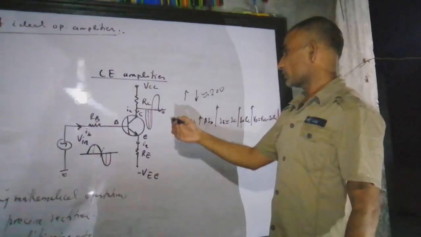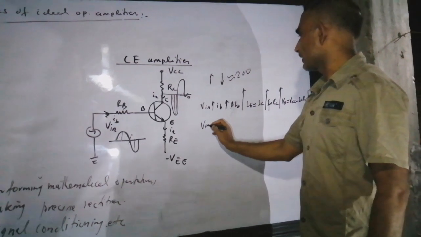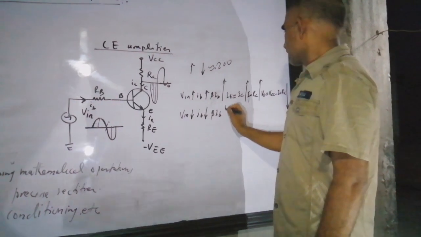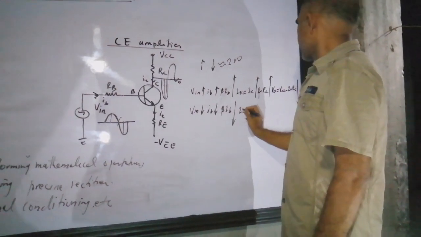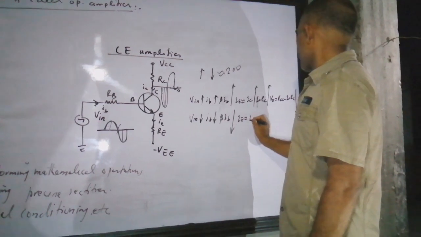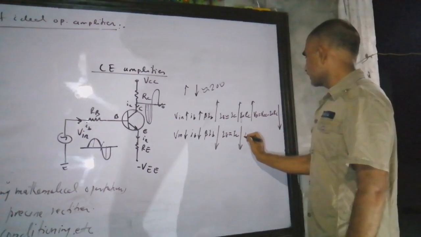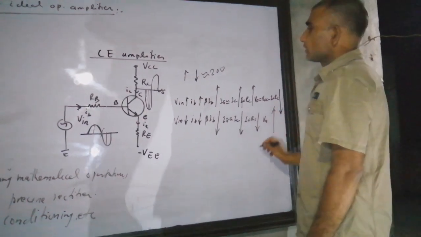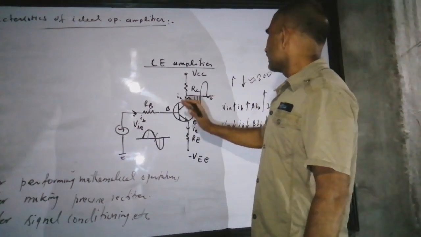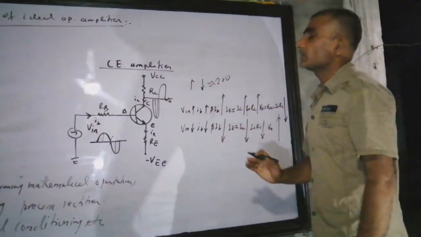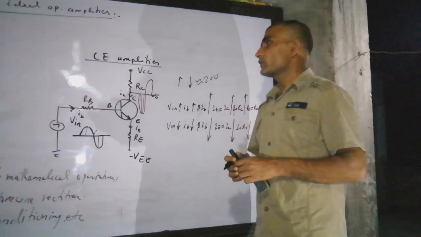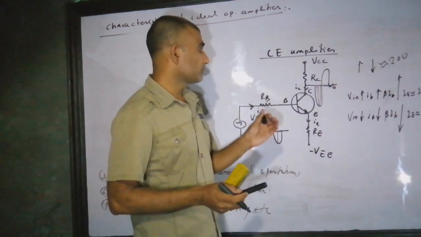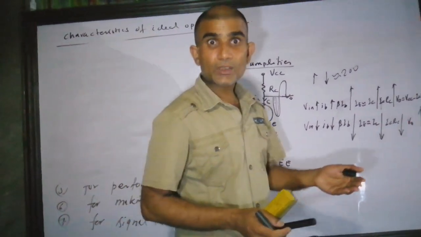Conversely, we can say that if Vin is decreasing, then IB is decreasing, and then beta IB is much decreasing, and this is IE, nearly equal to IC, that also decreases, and then ICRC also decreases, and then Vout increases. So the positive half produces negative and the negative half produces a positive signal. In this way the CE amplifier amplifies, but the input and output will be 180 degrees out of phase.